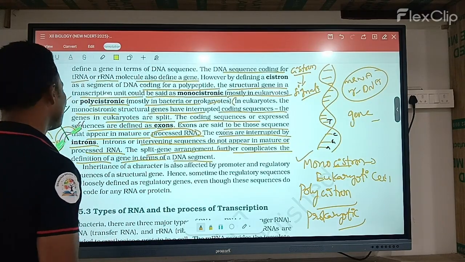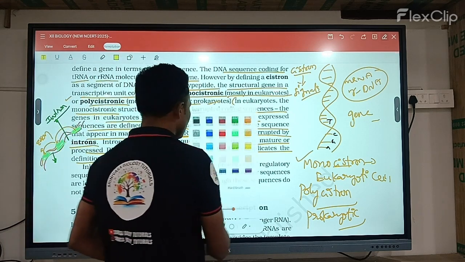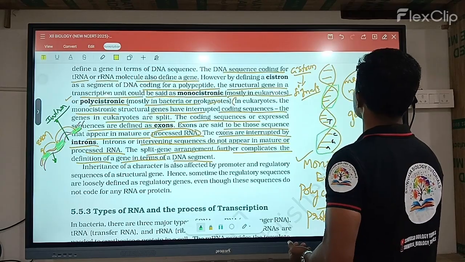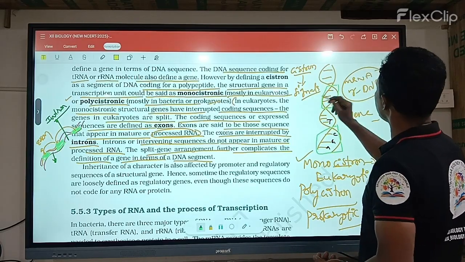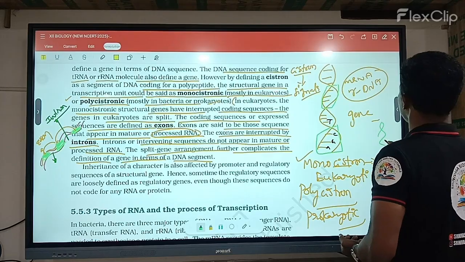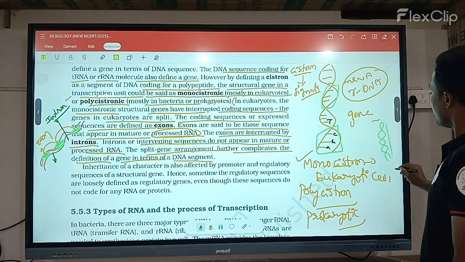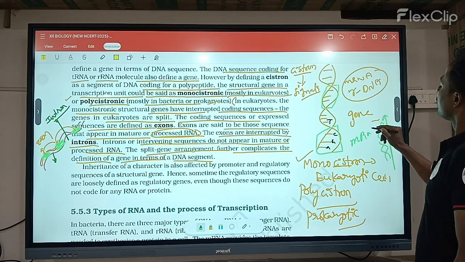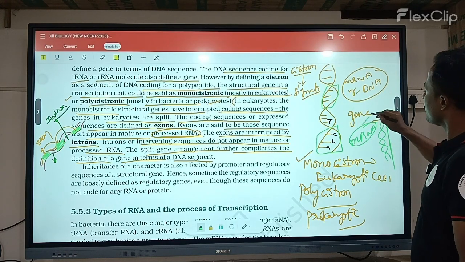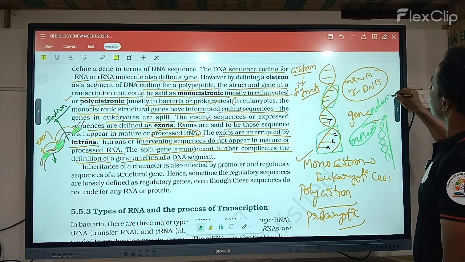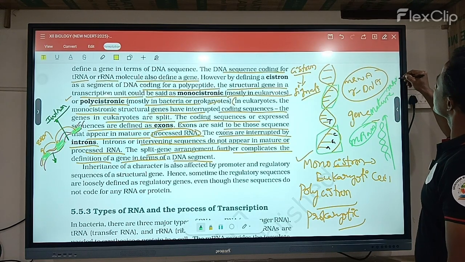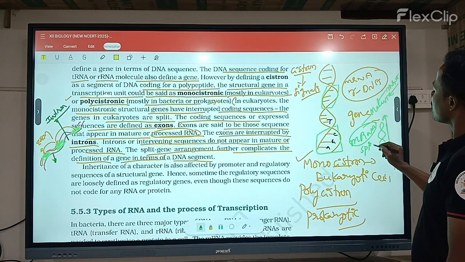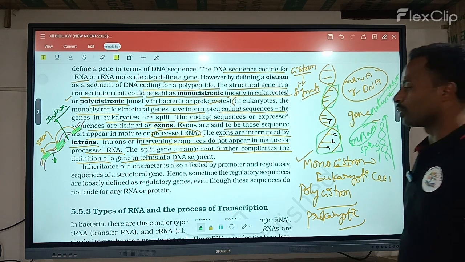After that, for example, when you observe here, this is a coding sequence. This is also a coding sequence. Finally, these coding sequences get bound together with the help of the DNA ligase enzyme, and one particular mRNA strand is formed. This is the mature mRNA form. Mature mRNA is formed, and that process is called the splicing process.